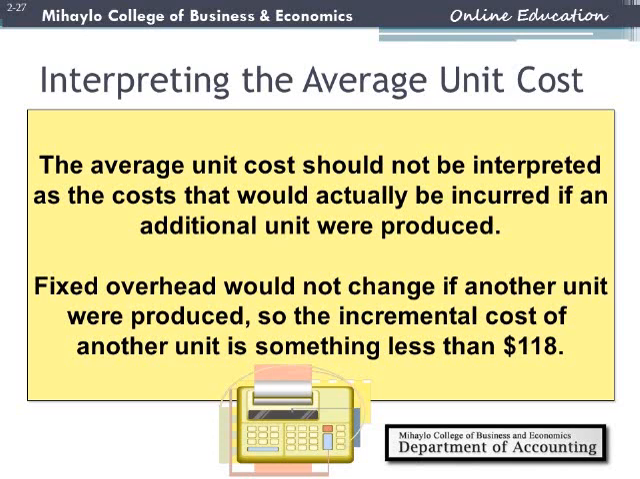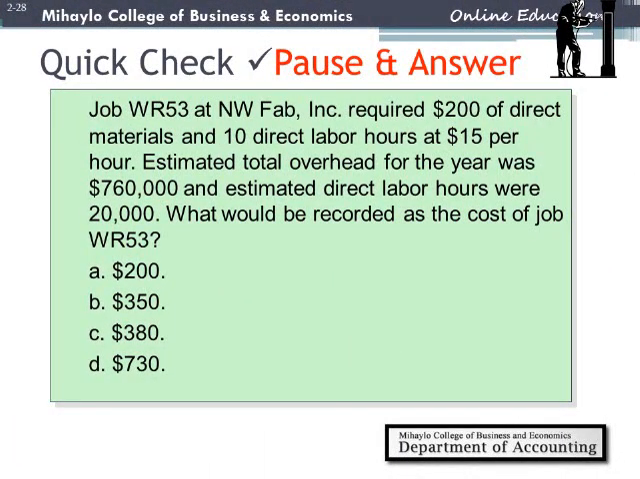The fixed overhead would not change if another unit were produced, so the incremental cost of another unit is something less than $118. Job WR53 at NW Fab Inc. required $200 of direct materials and 10 direct labor hours at $15 per hour. Estimated total overhead for the year was $760,000, and estimated direct labor hours were 20,000. What would be recorded as the cost of job WR53?